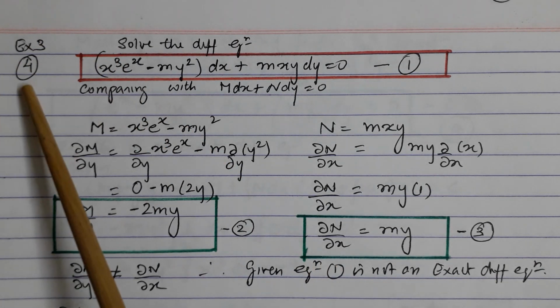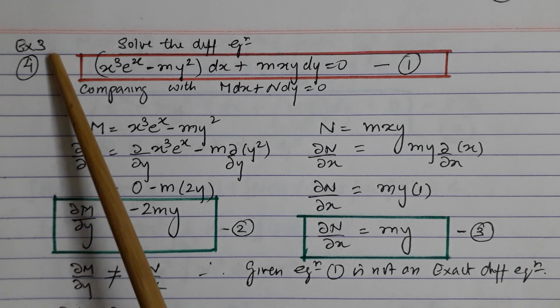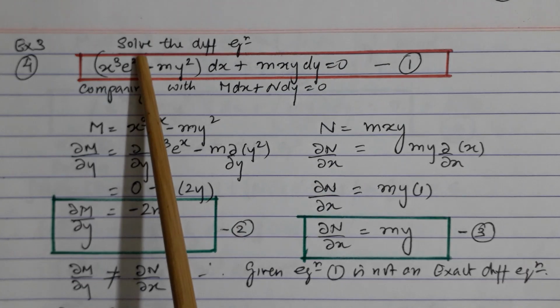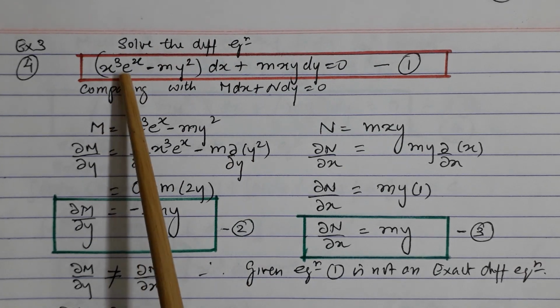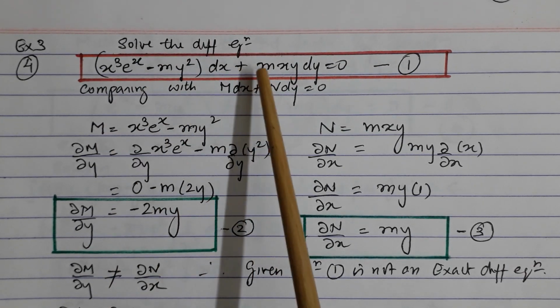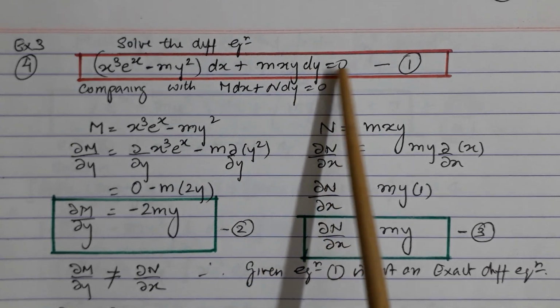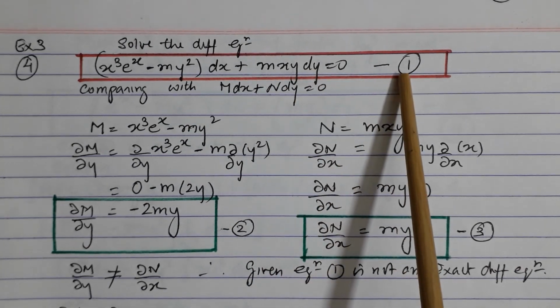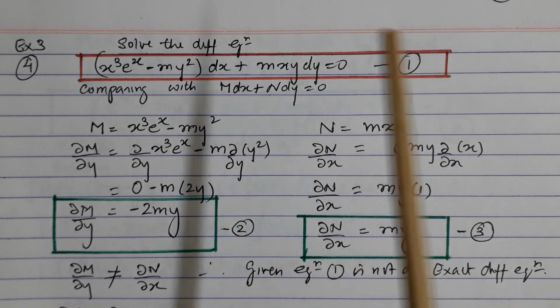In this video, we shall be solving sum number 4 from exercise 3. Solve the differential equation (x^3 e^x − my^2) dx + mxy dy = 0. And let us call this equation number 1.